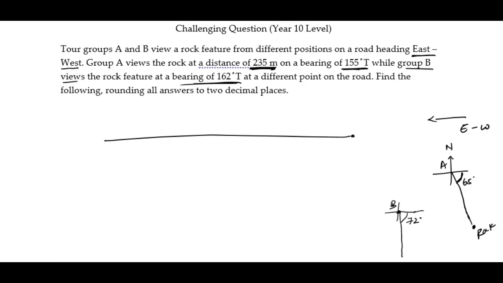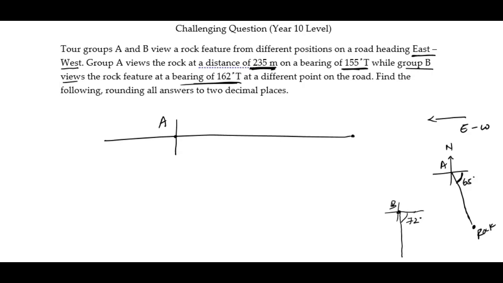Just looking at the diagram here, what I can conclude is that Group A is looking at the rock from further down the east direction compared to Group B. It will make sense when we put the diagram into perspective. I can also conclude that the rock is on the southern side of the east-west line. So I'm going to start by putting Group A first. I'm going to call this Group A.